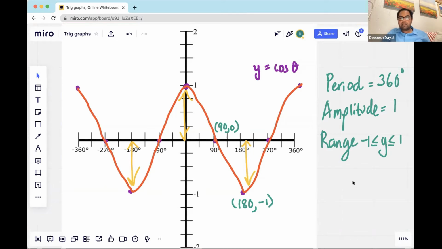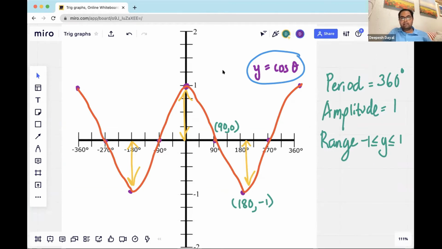Okay, so y equals cos theta. You can just show me a thumbs up, those of you on the live stream, as well as those of you in the lesson. Show me a thumbs up that you've drawn it, and please, you're welcome to ask any questions if you have any regarding this particular graph.